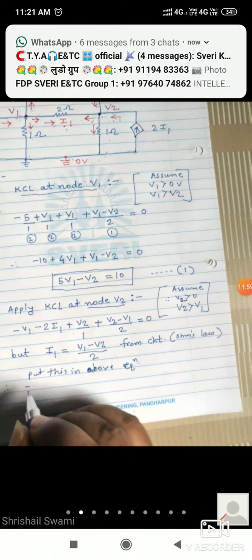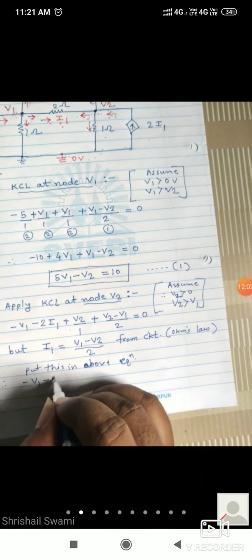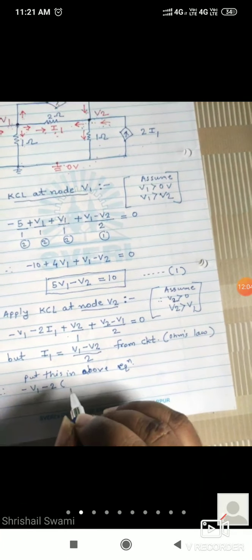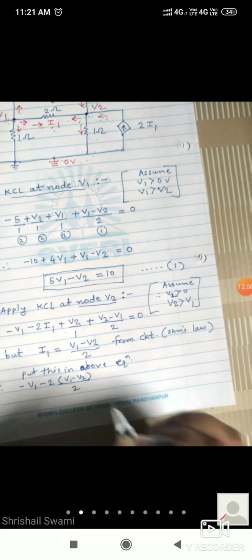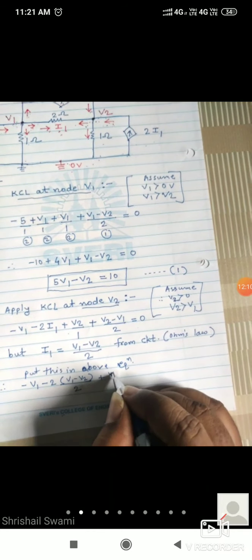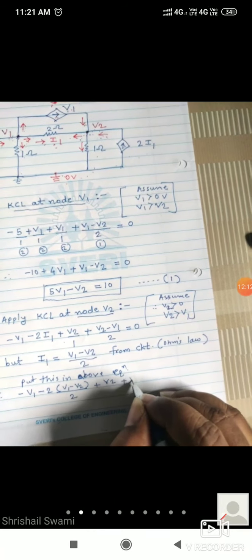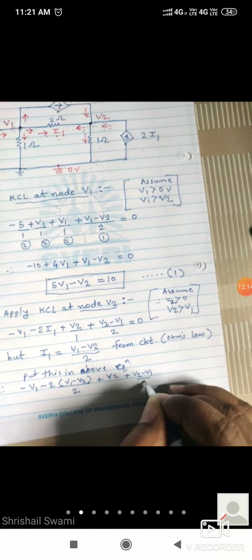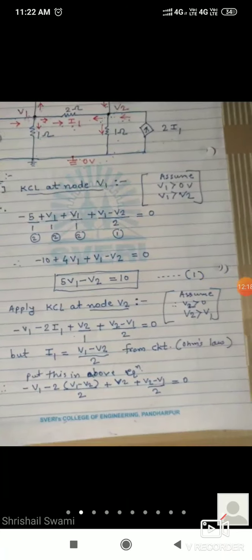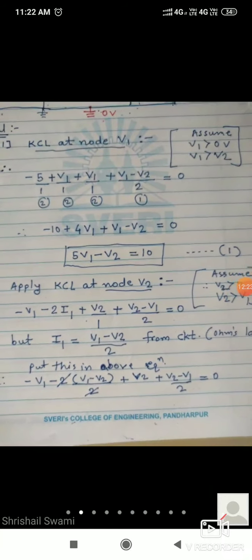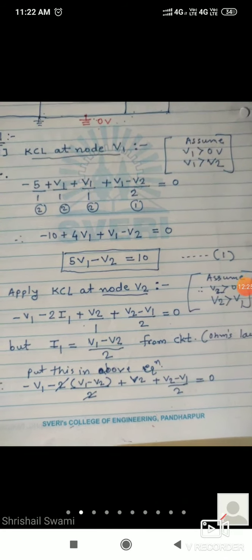So what you are getting? Minus V1 minus 2 in bracket I1 is replaced by V1 minus V2 divided by 2, plus V2, plus V2 minus V1 divided by 2 is equal to 0. Okay, this will be the equation. Now this 2 and this 2 will get cancelled. This 2 and this 2 will get cancelled.